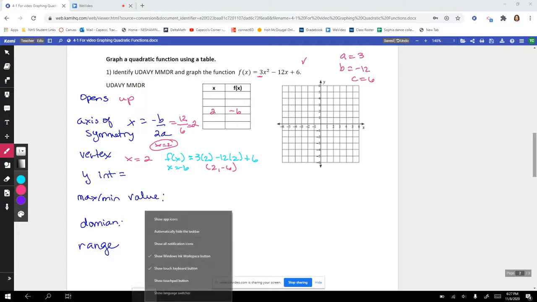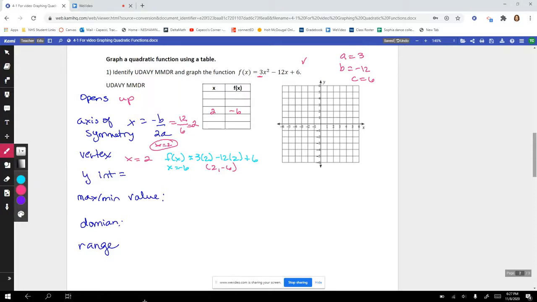Now, what will our y-intercept be? Well, our y-intercept is going to be our c value, which we set up here is 6. So it's going to be (0, 6). That's where it should touch our y-axis. Now, maximum or minimum, we'll look at that when we graph it, so it makes a little more sense since this is the first time we do it. And we'll do the same thing with the domain and range. Once we do one together, we'll take a look at it.